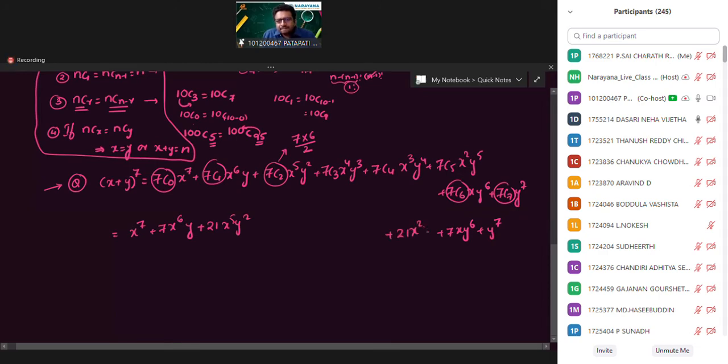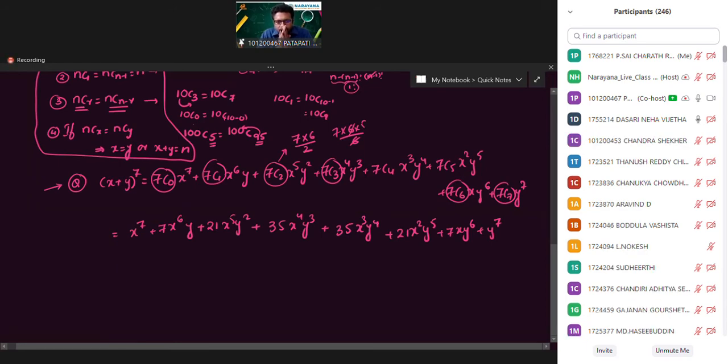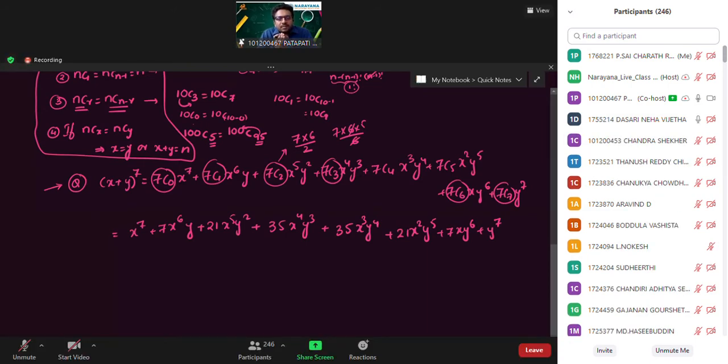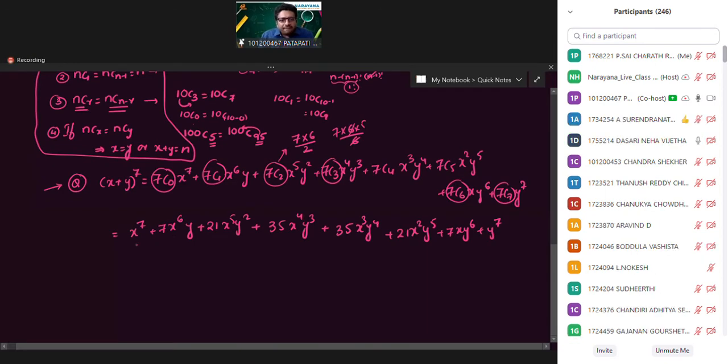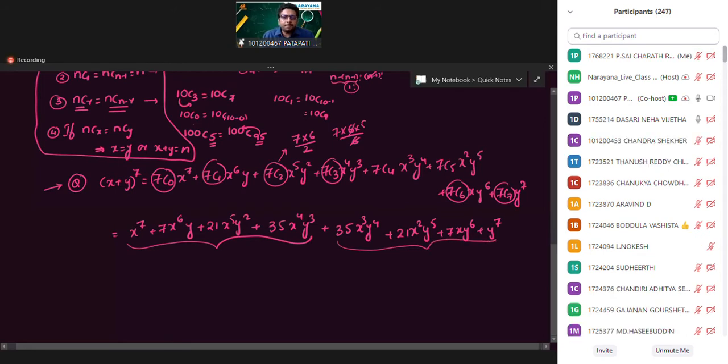Next, what is 7c3? 7 into 6 into 5 by 3 factorial, 35. The last coefficient will also be the same, right? So how easy this is? All of you, do you see the easiness by which we can expand x plus y whole power n? If you find the first half of the coefficients, the second half will be directly reproducible, okay?